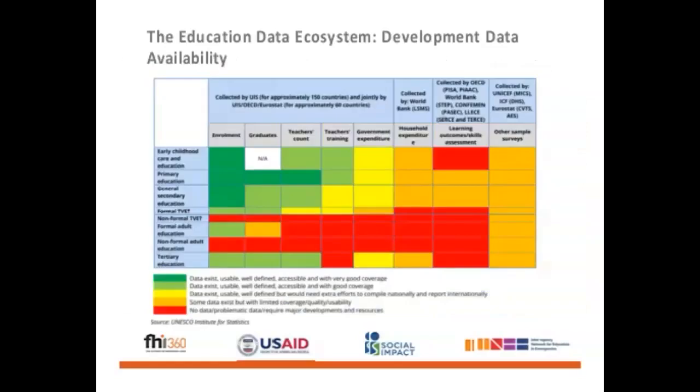This visual shows you the types of data that exist within each of the different sources and where the gaps are. So you can note just by looking at this table that there's more data about K through 12 levels of education in development than there is about adult and vocational education.